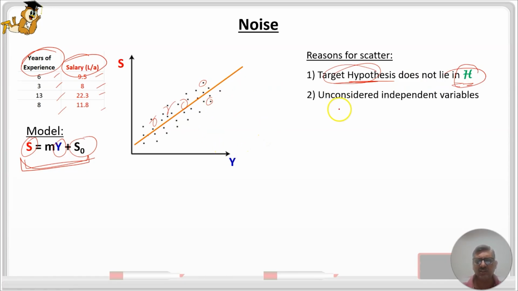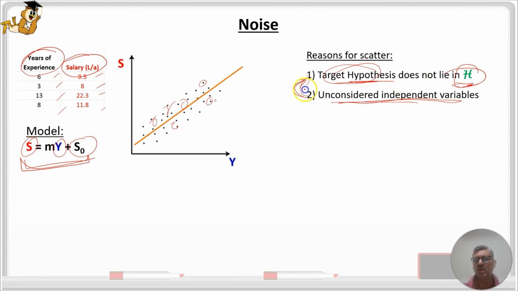The other reason for this scatter could be unconsidered independent variables. There might be other factors that impact the salary, not just years of experience, and those are the factors that cause this kind of a scatter to happen. Now, you could say that 2 is pretty much something you could fold into 1. You could say that the weights associated with the independent variables are 0 in this particular hypothesis set.